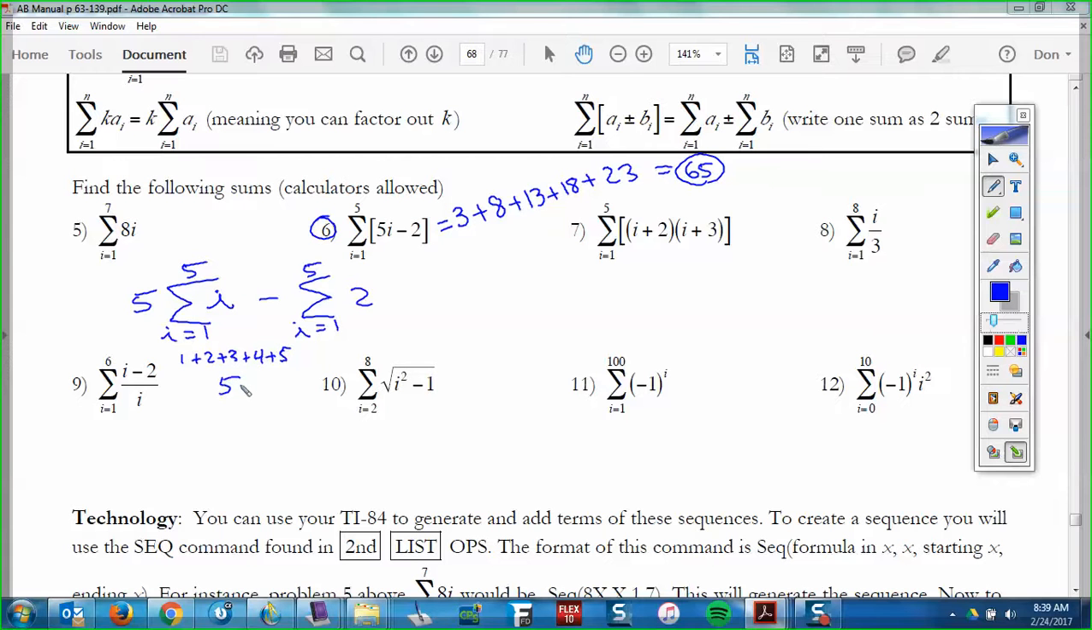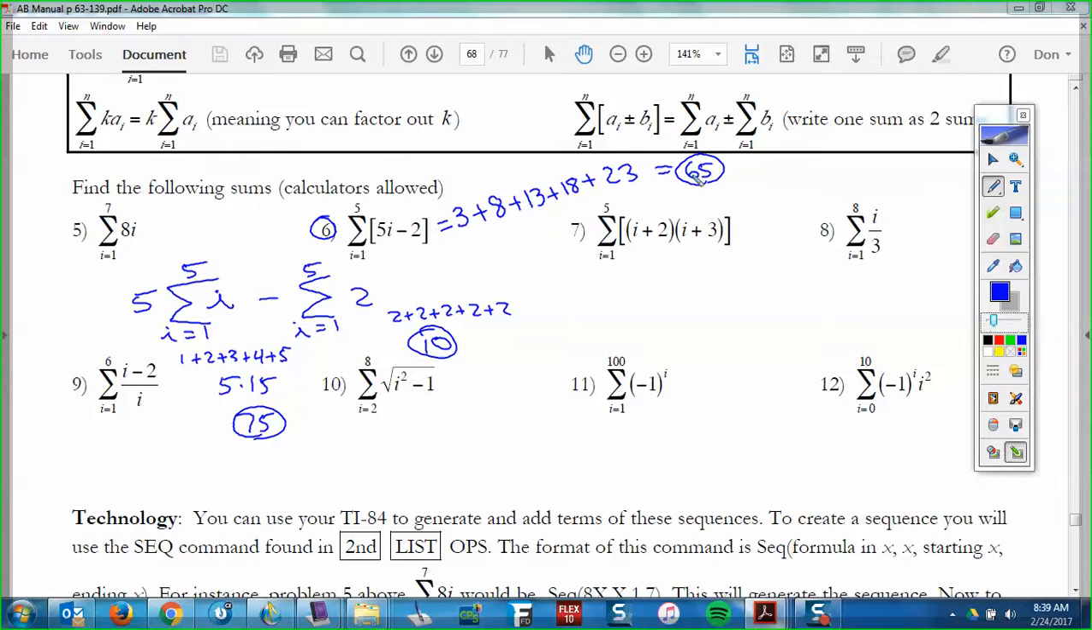15 times 5 is what? 50, 75, right? 75. And then what's sigma 2? That's 2 plus 2 plus 2 plus 2 plus 2, right? Which is what? 10. And then 75 minus 10 is 65, right? I just want to show you that these formulas we have here would work. We can do that. Okay.